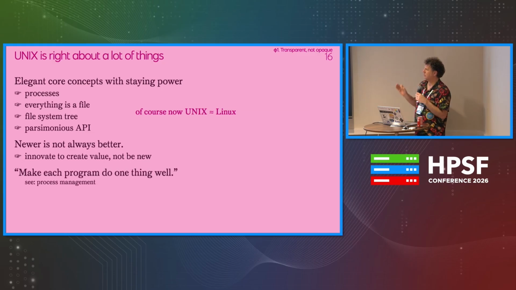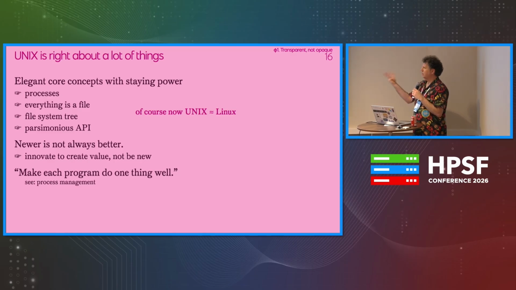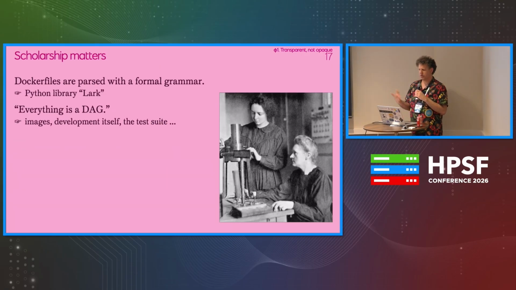Some corollaries here are that newer is not always better, right? Sometimes it is, sometimes it's not. I really like to think about it in terms of let's innovate in order to create value, not just to be new. There's also what I think is often labeled the philosophy of Unix, that we want to make each program do one thing well. So this is why I think process management should be delegated to something other than your container runtime.